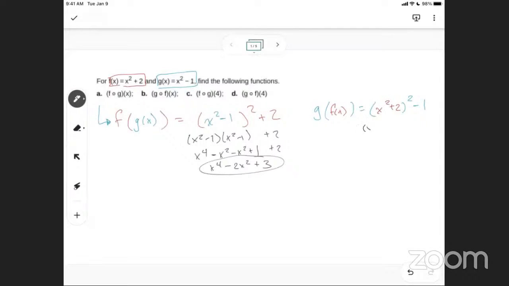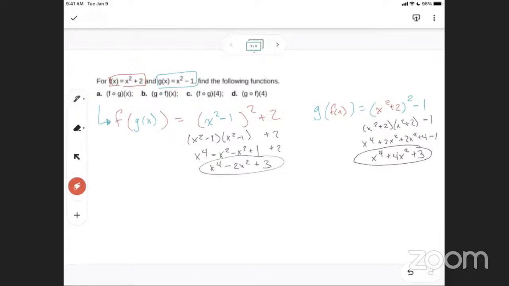And when I multiply this one out, same thing as before, I'll just go ahead and do it. x squared plus 2 times x squared plus 2 minus 1. So these, when they FOIL out, is going to be x to the 4th plus 2x squared plus 2x squared plus 4 minus 1, which is x to the 4th plus 4x squared plus 3. There's your answer.